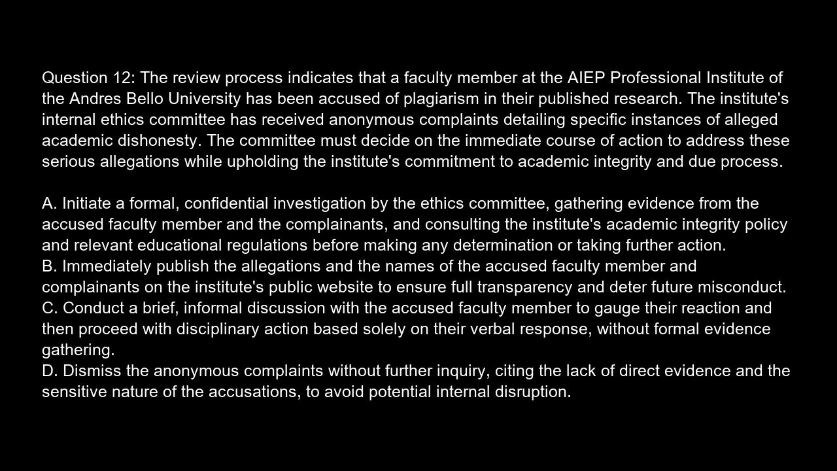Option C. Conduct a brief, informal discussion with the accused faculty member to gauge their reaction, and then proceed with disciplinary action based solely on their verbal response, without formal evidence gathering. Option D. Dismiss the anonymous complaints without further inquiry, citing the lack of direct evidence and the sensitive nature of the accusations, to avoid potential internal disruption.